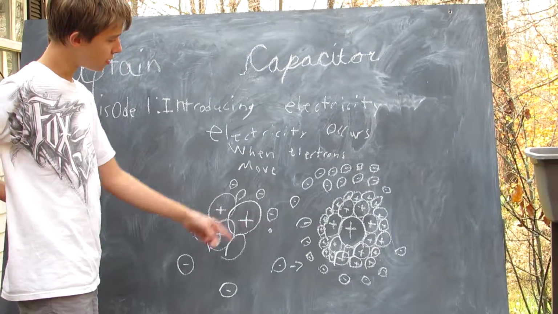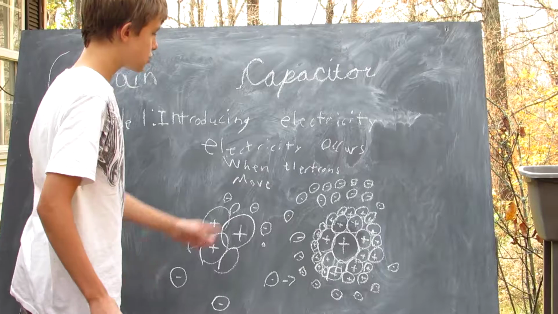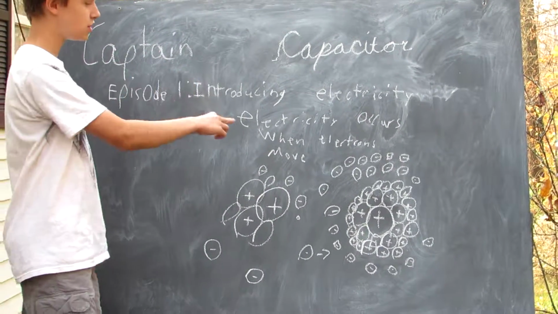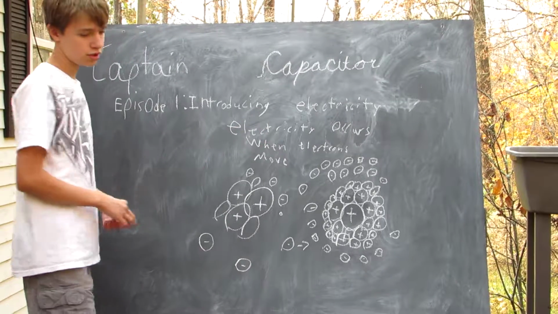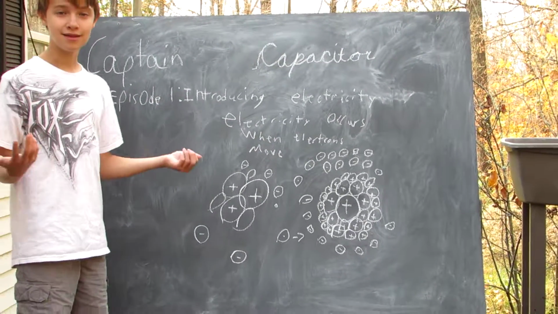This is cobalt, and it obviously has fewer electrons than protons, so it's positively charged, because protons are positively charged and electrons are negatively charged. So there's not a balance. That's why it's an ion, because it's not in balance.